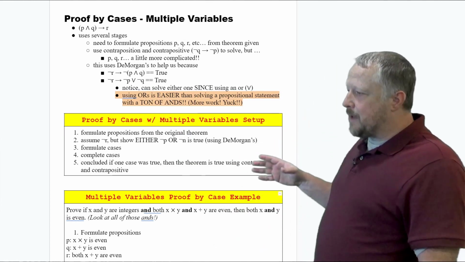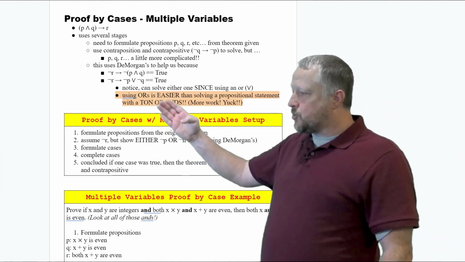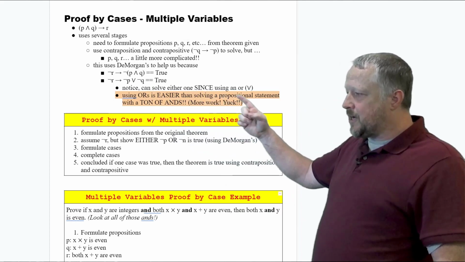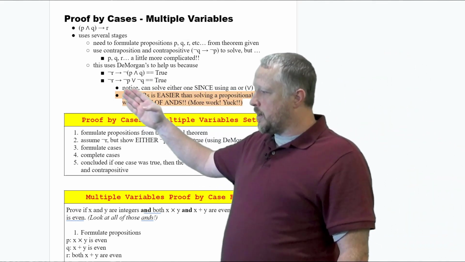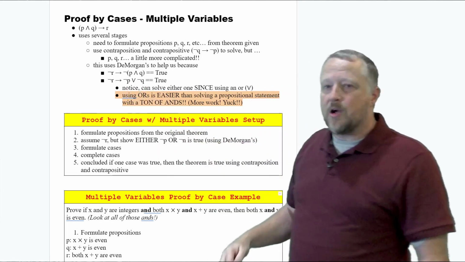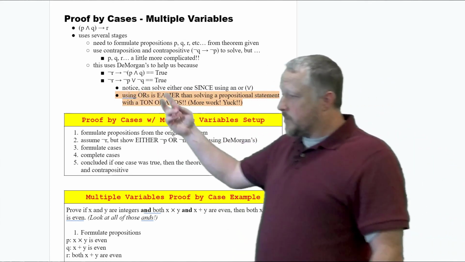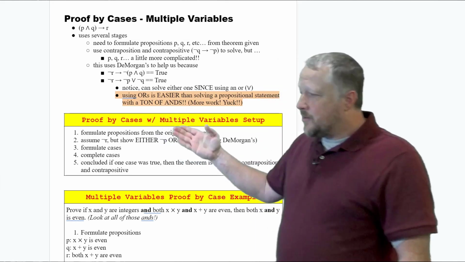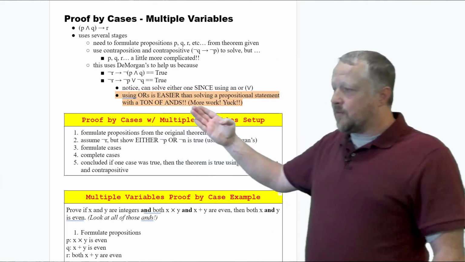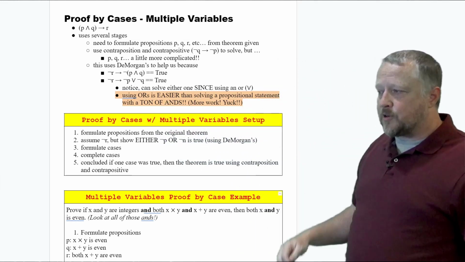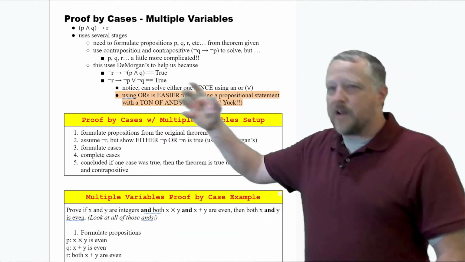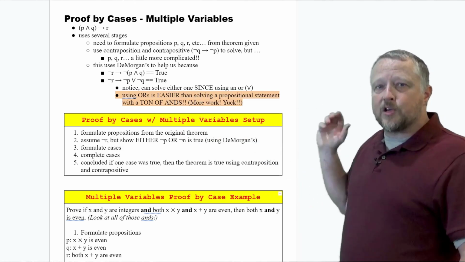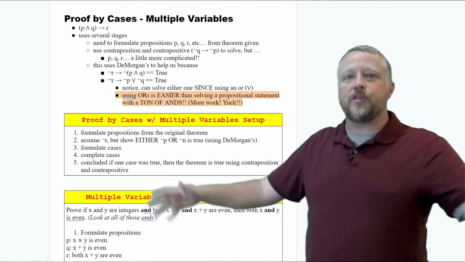Now what does that mean? It means that, notice, we can solve either one since it uses an or. So we can either try to go for a negated P or a negated Q. If that happens to be true, it really doesn't matter what the other one is. The other thing is ors are a lot easier to solve using propositional statements than a ton of ands. With and, we'd have to check each one to see if they're true in order to check to see if the whole thing is true.